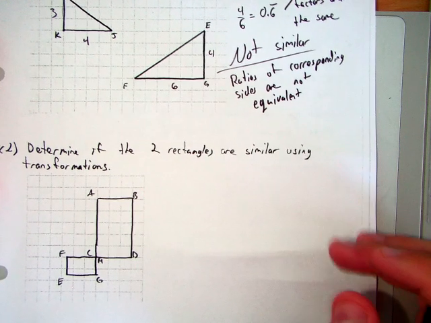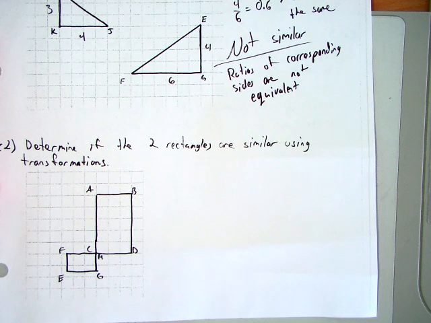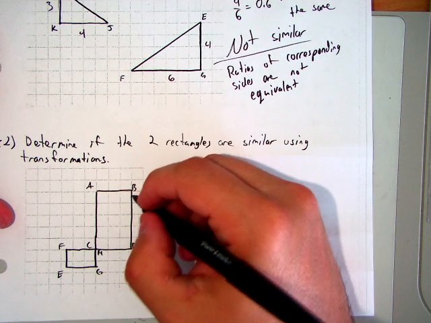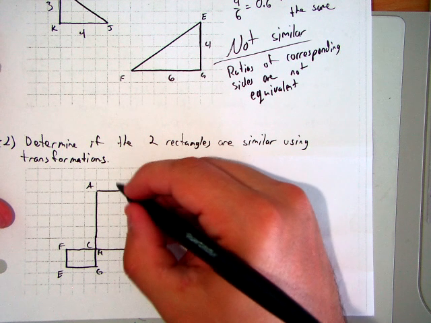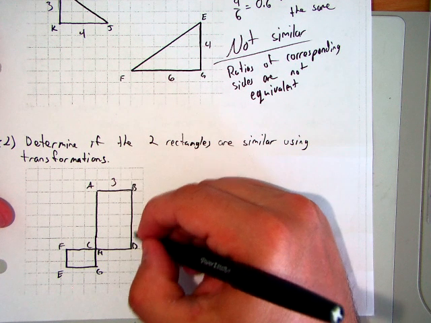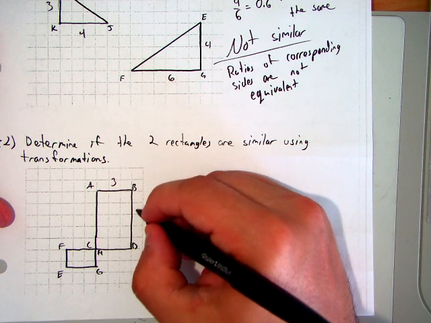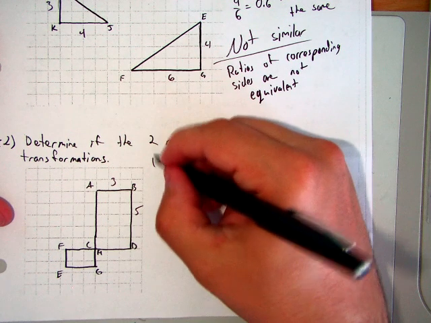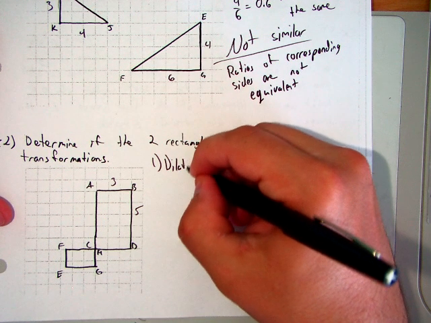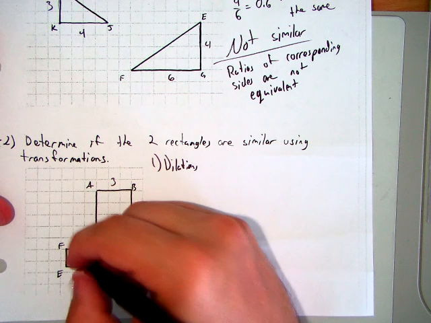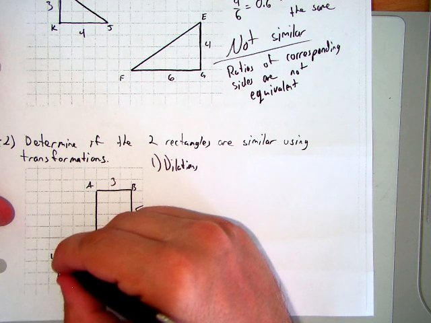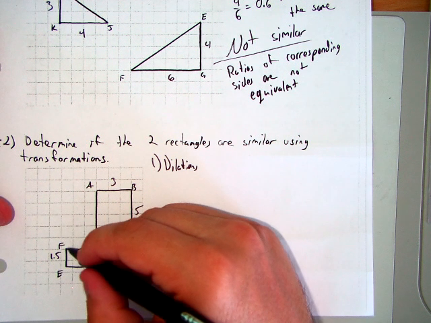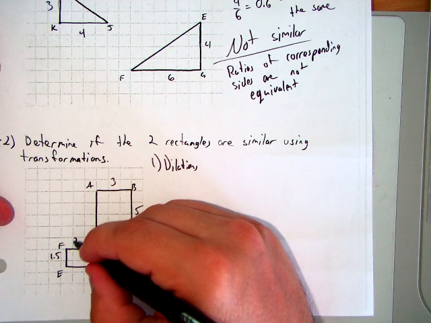Example 2, determine if the two rectangles are similar using transformations. So again, let's do the same thing here. AB, that's 3. B down to D is 1, 2, 3, 4, 5. EF, that looks like it's 1.5. And from F to C, it looks like it's 2.5.